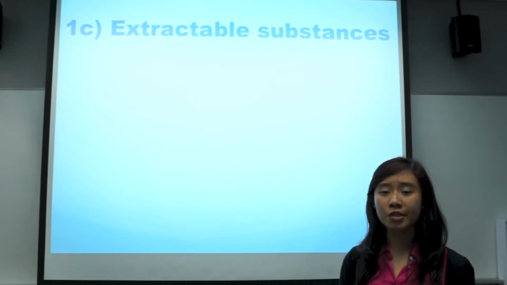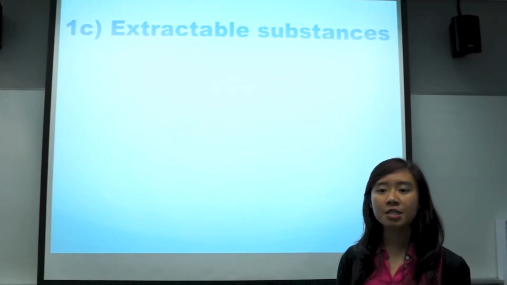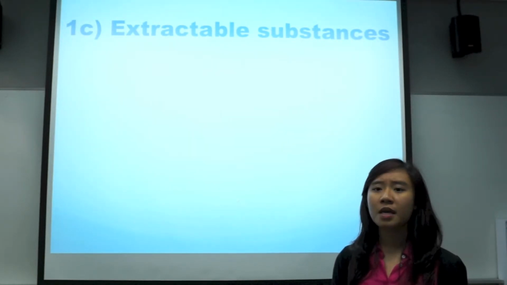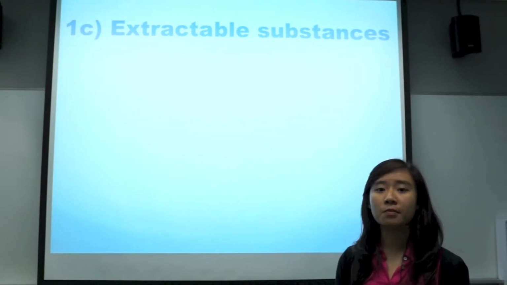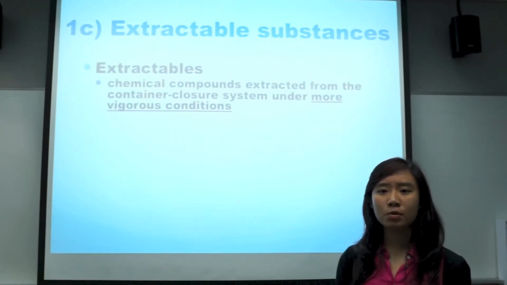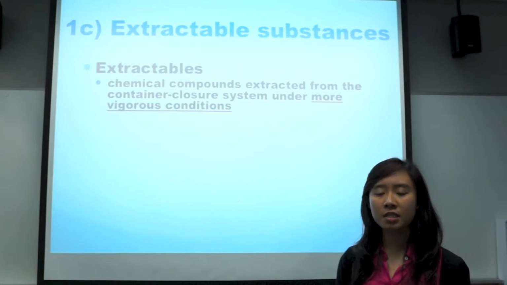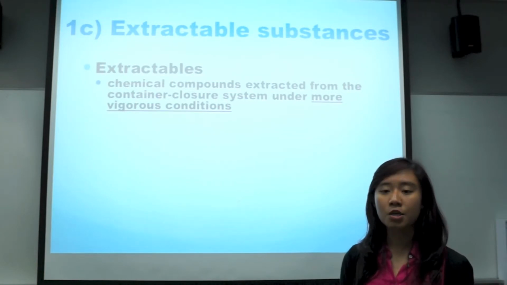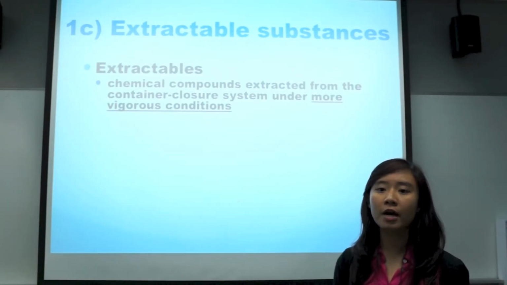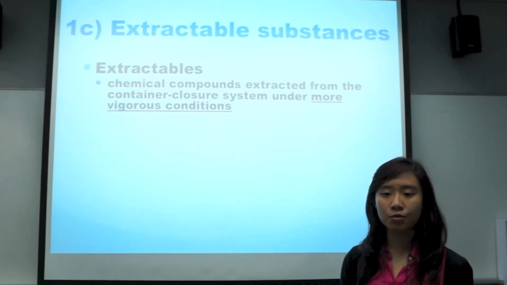Another important component that needs to be tested for are the extractables in rubber closures. Extractables are to be differentiated from leachables. Extractables are chemical compounds that are extracted from the container closure system using stronger solvents and/or a higher temperature than that during the actual use.